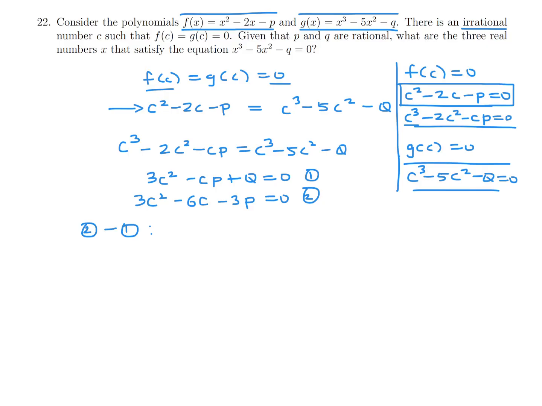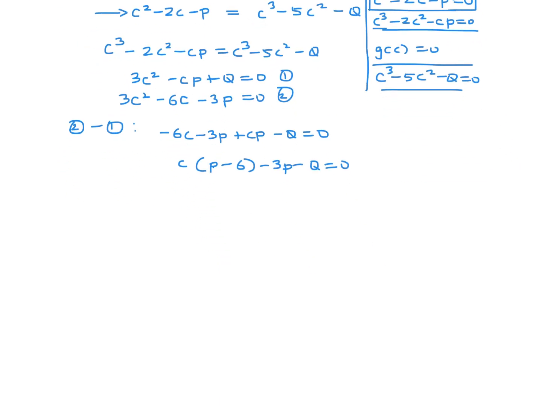So 2 minus 1 would be minus 6c minus 3p plus cp minus q. And then therefore that would be, if I factor out a c, I'll get c times (p minus 6), equals 3p minus q. And then let's put everything on one side. 3p minus q over p minus 6 is c.